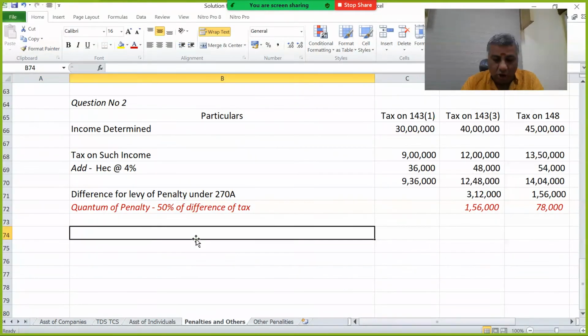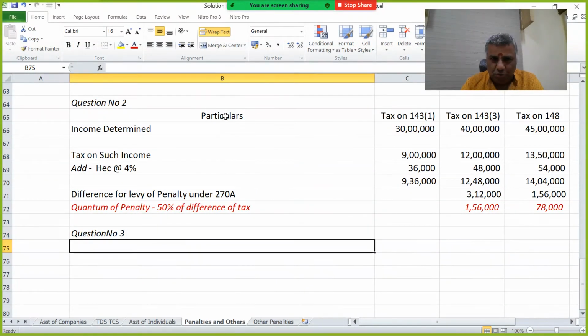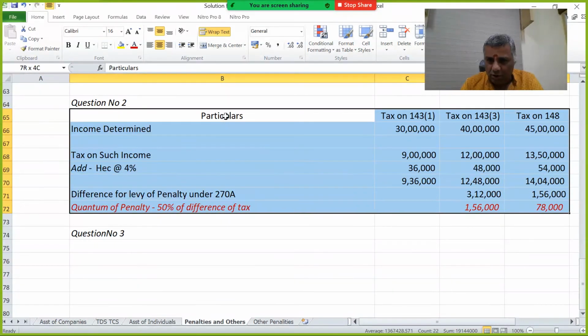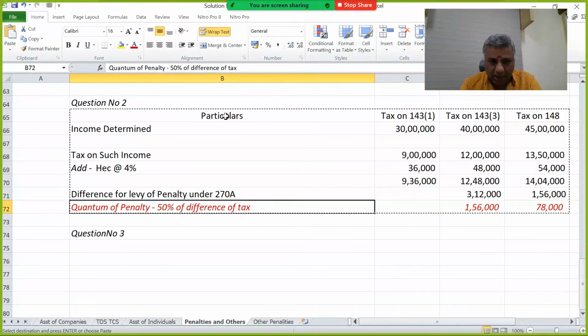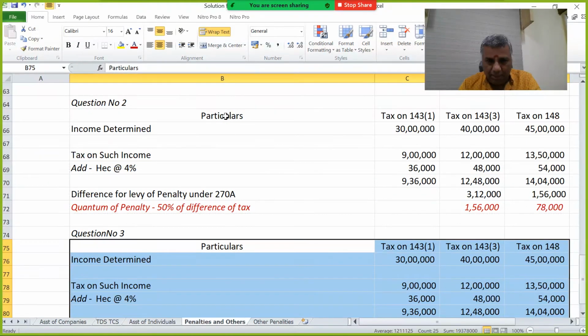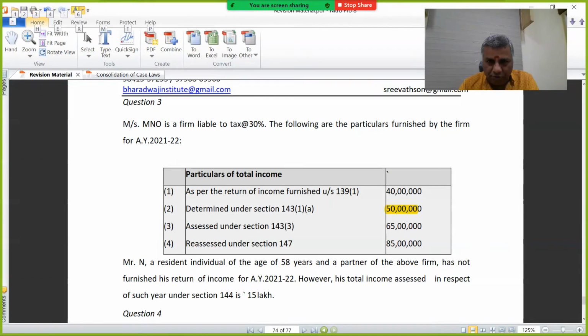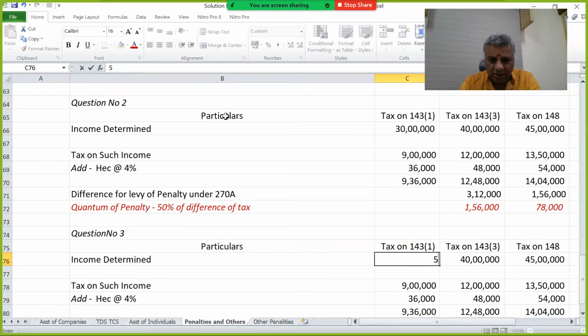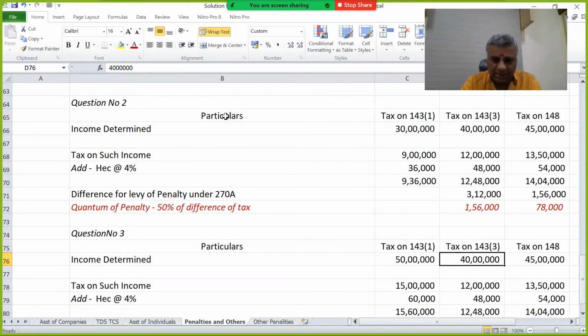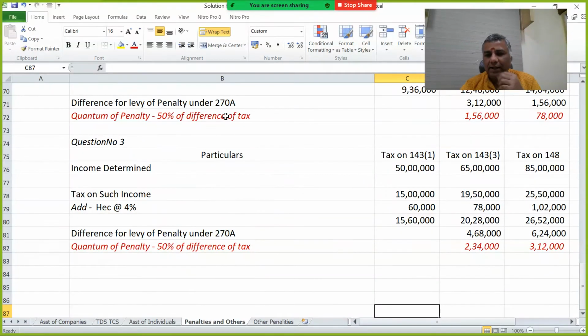Almost all these are examination questions. The examination is going to test you mostly on 270A penalty only. Income determined is 50 lakhs, 65 lakhs, 85 lakhs. 50 lakhs, 65 lakhs. Again, no 1 crore, so no surcharge, so no problem. 85 lakhs. So the penalty quantum will be 2,34,000 and 3,12,000.